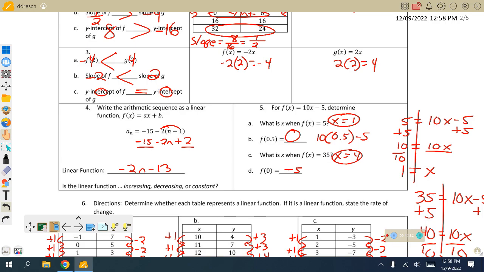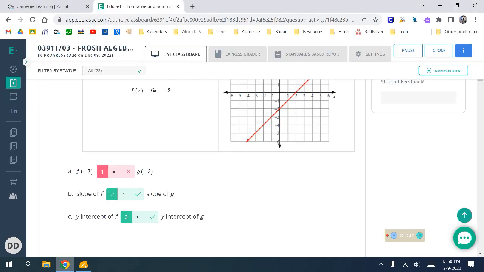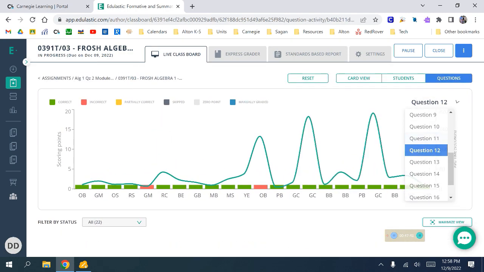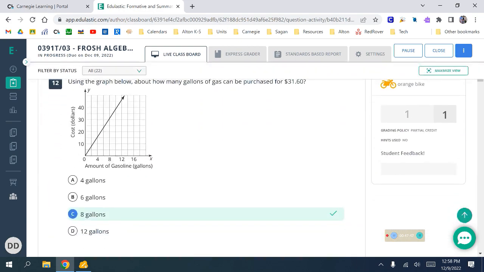Back to that quiz. Where are we at? Question 12? Okay, so question 12 here. That's good. Got greens. Let's just check to make sure we got where we got greens going on.